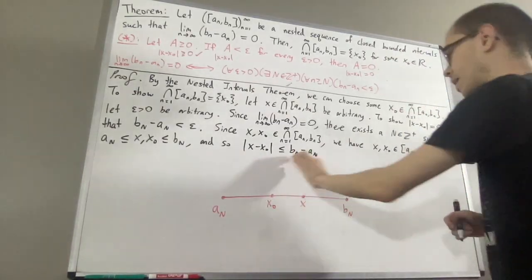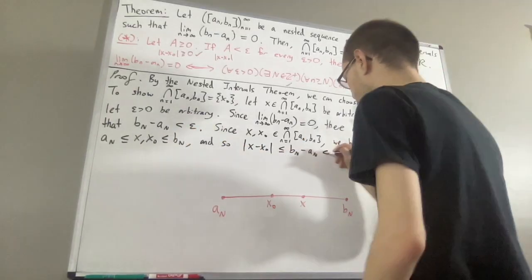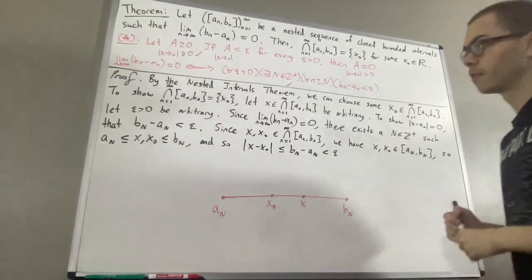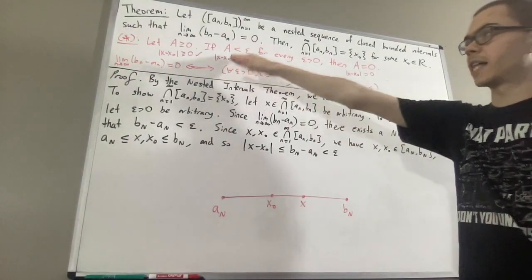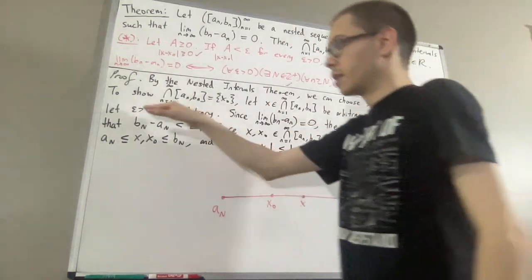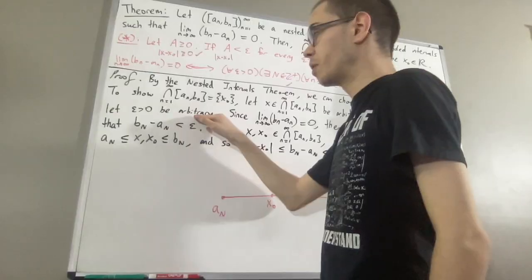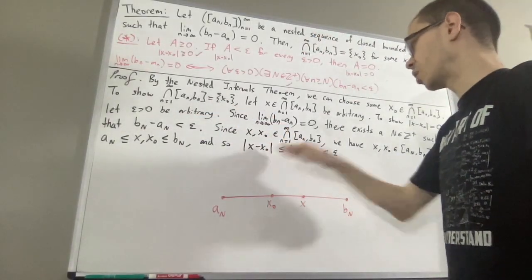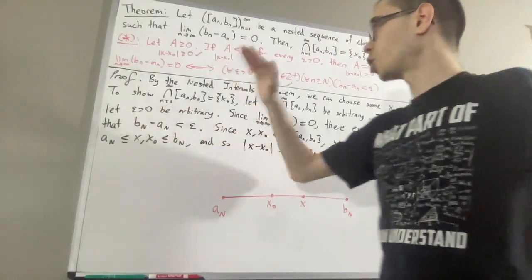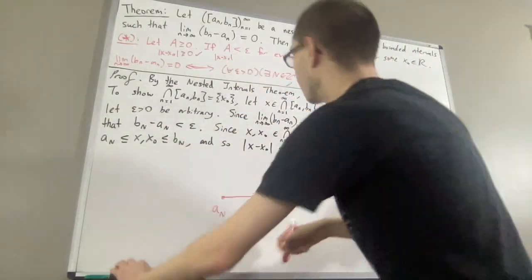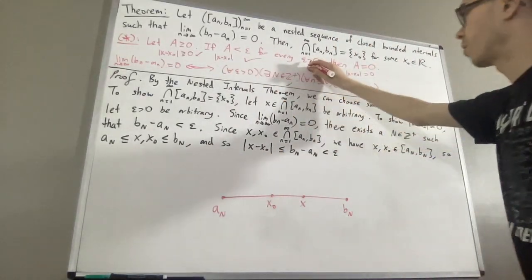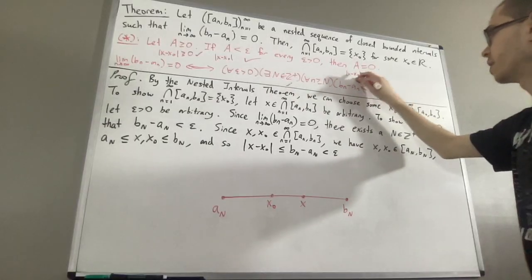But b capital N minus a capital N is also less than epsilon. So this shows absolute value of x minus x0 is less than epsilon. And that is exactly what we wanted. So, putting this all together, since epsilon was arbitrary, we have shown absolute value of x minus x0 is less than epsilon for every epsilon greater than 0. So, this condition is now satisfied, so we can now conclude absolute value of x minus x0 is equal to 0.